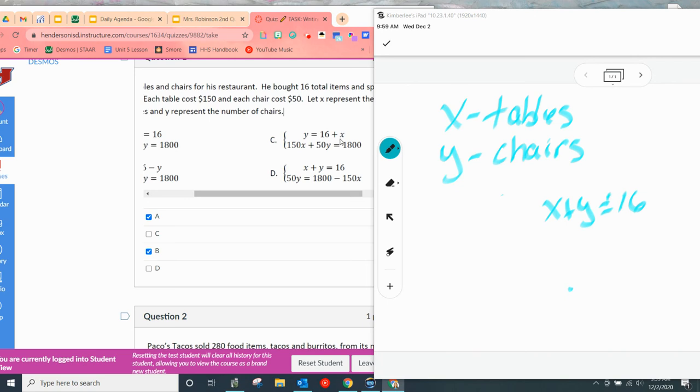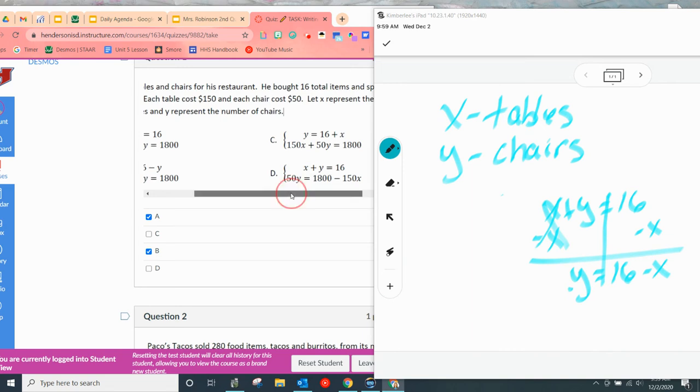Is that true? If we were to solve for y, well, x is positive, so to move it to the other side, I would have to subtract an x. So that's not going to be equivalent, because that would be 16 minus x, and this is saying 16 plus x. This is saying the number of chairs I have is equal to 16 plus however many tables I have. That shouldn't make sense, because 16 is the total number of tables and chairs I have together. So I wouldn't add my tables to it to get the number of chairs. I would have to subtract them. So C is not equivalent.